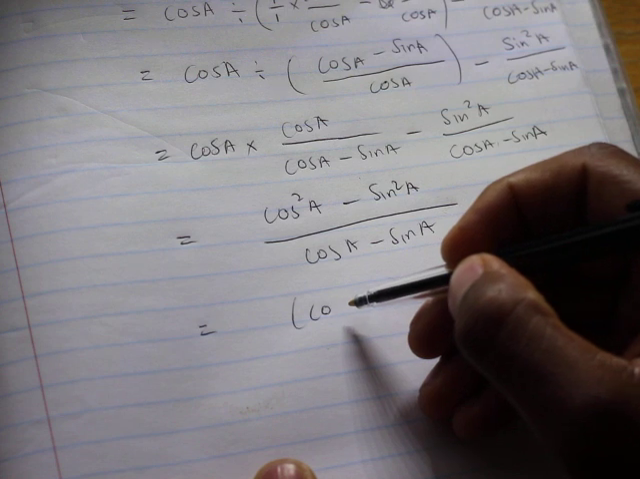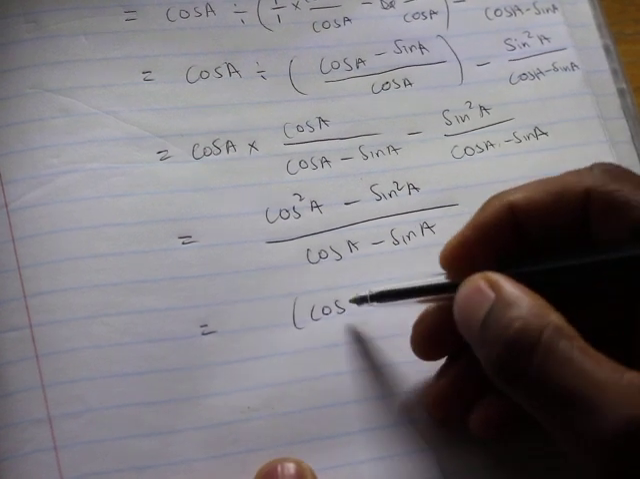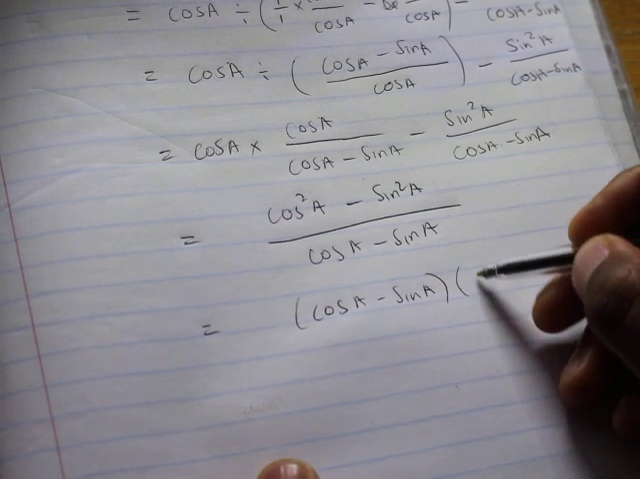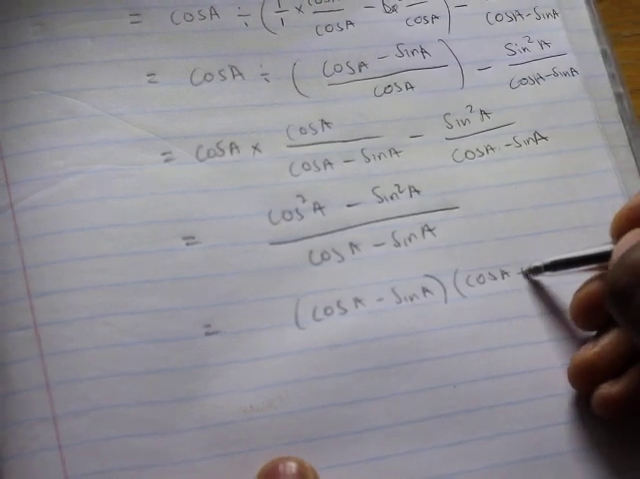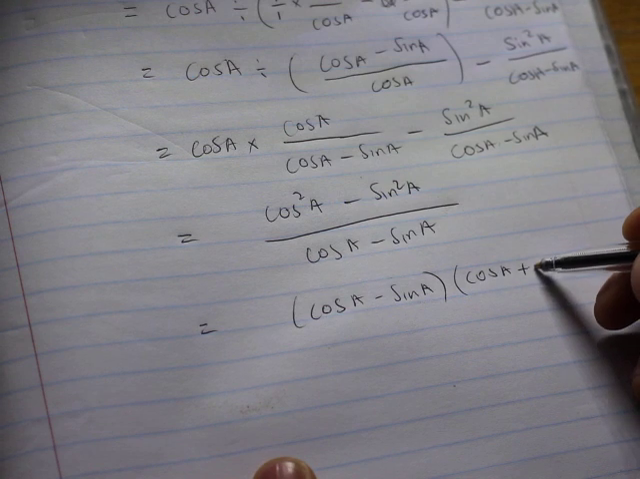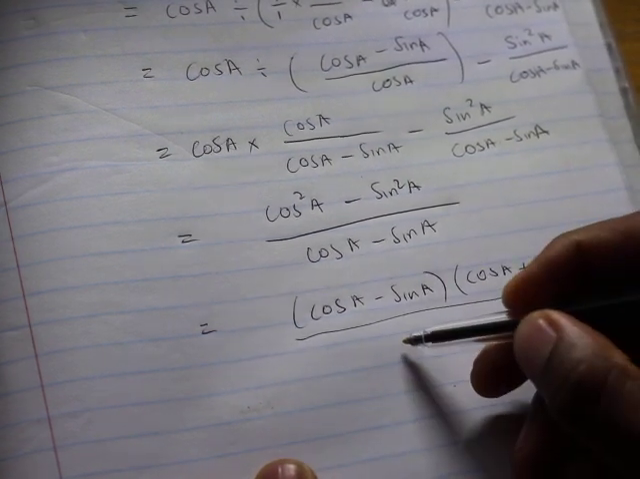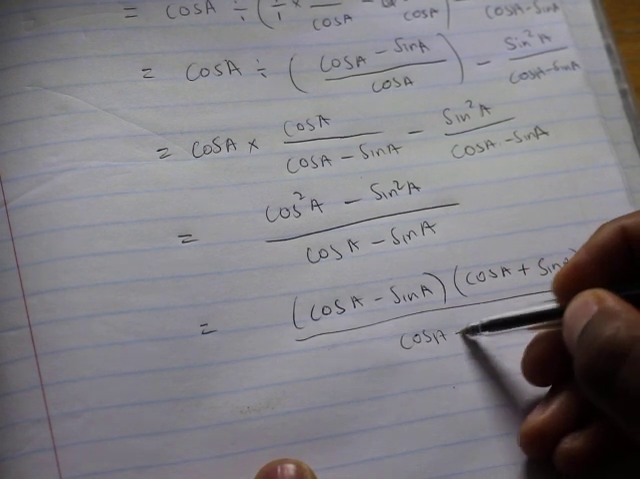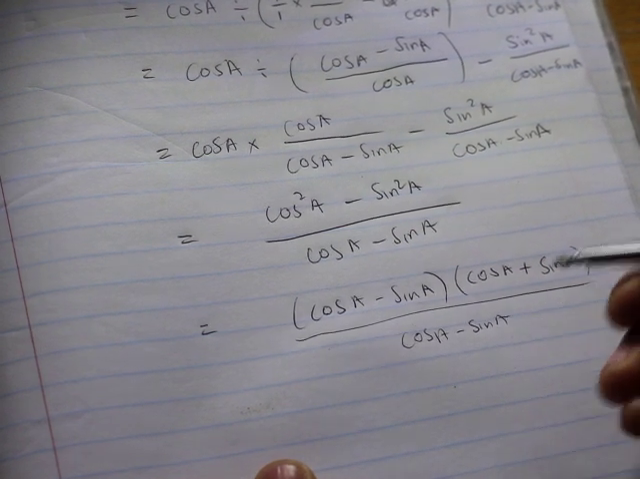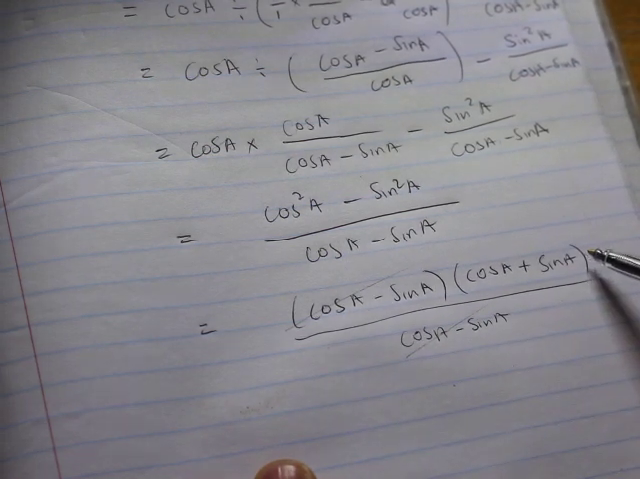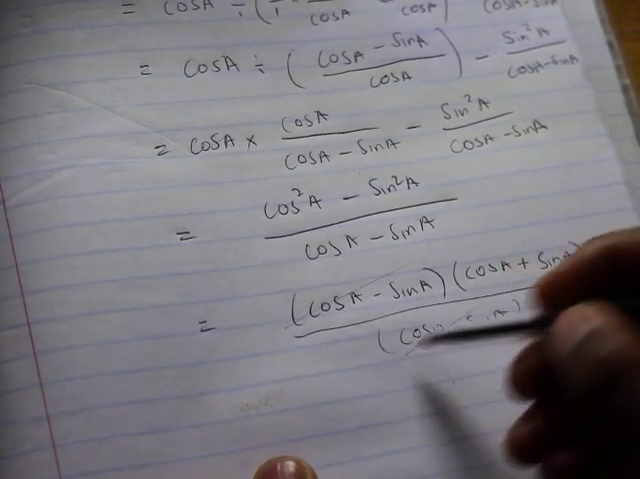The cosine of A minus the sine of A, and then cosine of A plus the sine of A divided by cosine of A minus the sine of A. Now you can see that this and that are exactly the same. Okay, they're exactly the same.